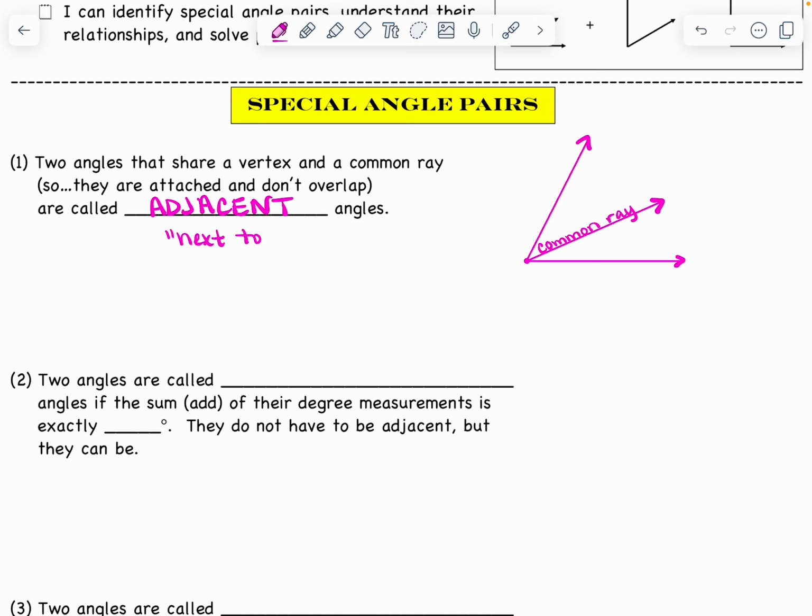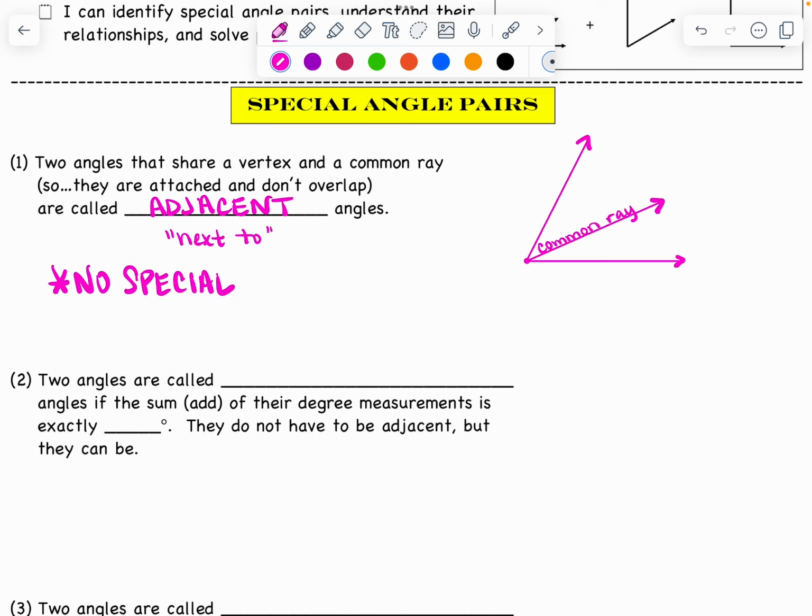So just going to reiterate that today. Okay, so two angles that are directly next to each other, they share a common ray, they don't overlap in any way. That is called an adjacent pair of angles. Now, I know we're mostly learning this as a vocabulary word. There technically is no special relationship happening here. I'm going to write that here.